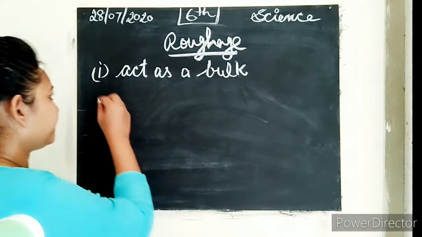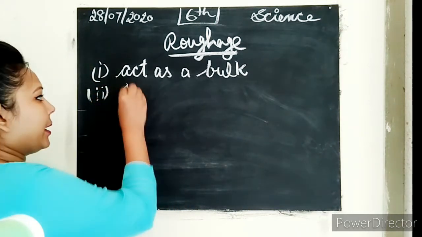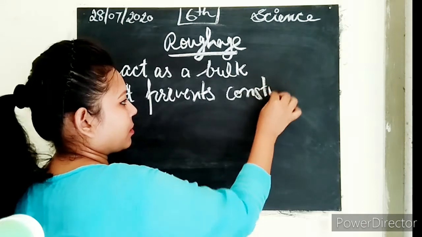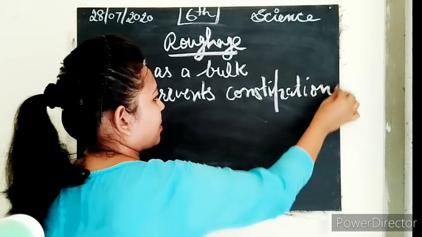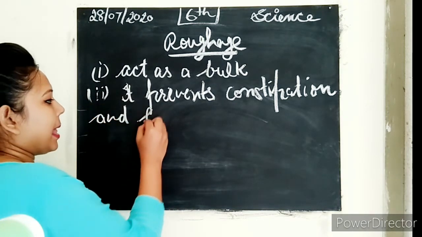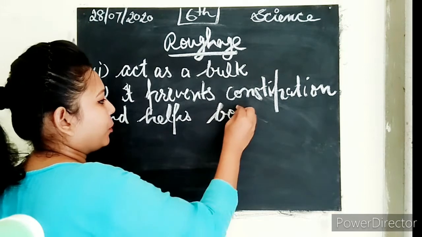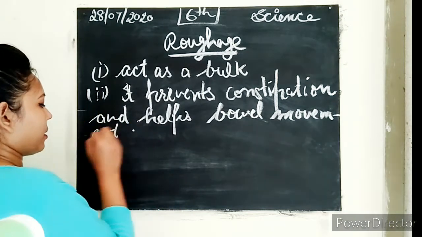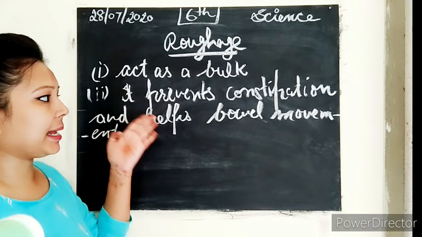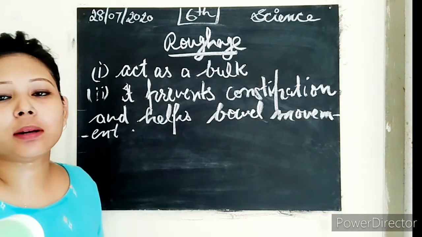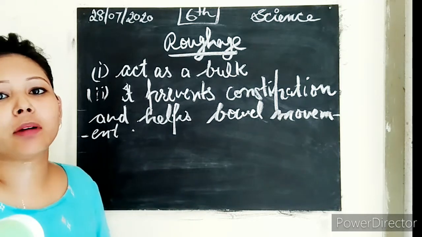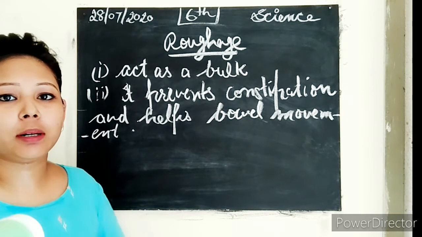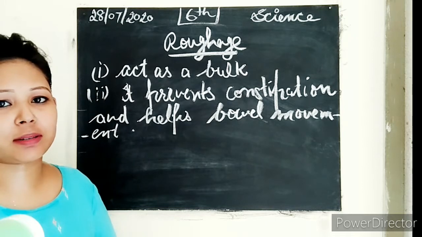Okay, and the second one, it prevents constipation and helps bowel movement. Okay, so this roughage helps to prevent constipation and helps in the bowel movement. So with that we have a clean digestive tract, clean intestines that work properly for our health, for the absorption of the nutrients in the food.